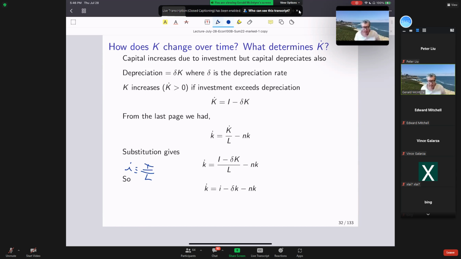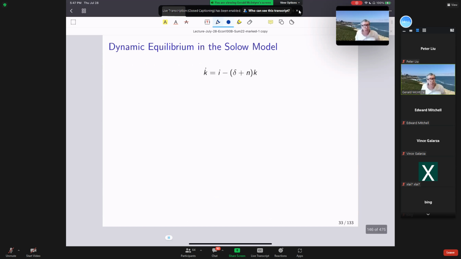And we have this term here becomes delta times small k, and we have this term here repeated n times small k. And now I'm just going to rearrange variables, and I have this expression here. Small k dot is equal to investment minus delta plus n times small k. So I'll start the next slide on this. That's the dynamic equilibrium equation.